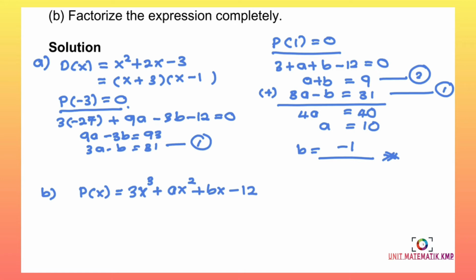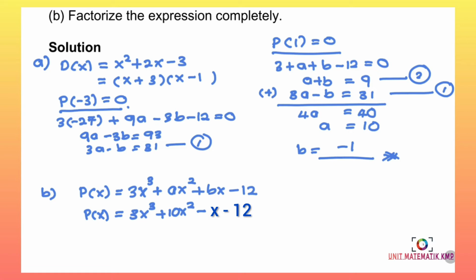Okay, part B, we want to factorize the expression completely. Just now in part A, we already have the value of a and b. So substitute the value of a and b into p(x). Then we have p(x) is equal to 3x^3 plus 10x^2 minus x minus 12.